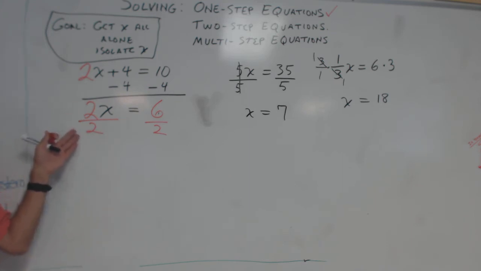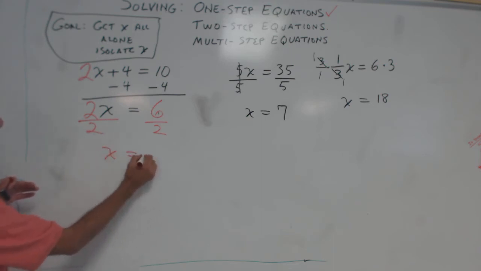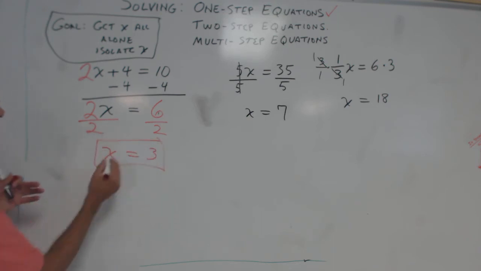I want you guys to write these out. I don't want you to just do this in your head. It drives me wacko when people just write the answer and they get it right, and I have no idea if they know what they're doing. Great guess, right? That's what I have to say, because I don't know what you did. So x is equal to 3. That's a two-step equation.